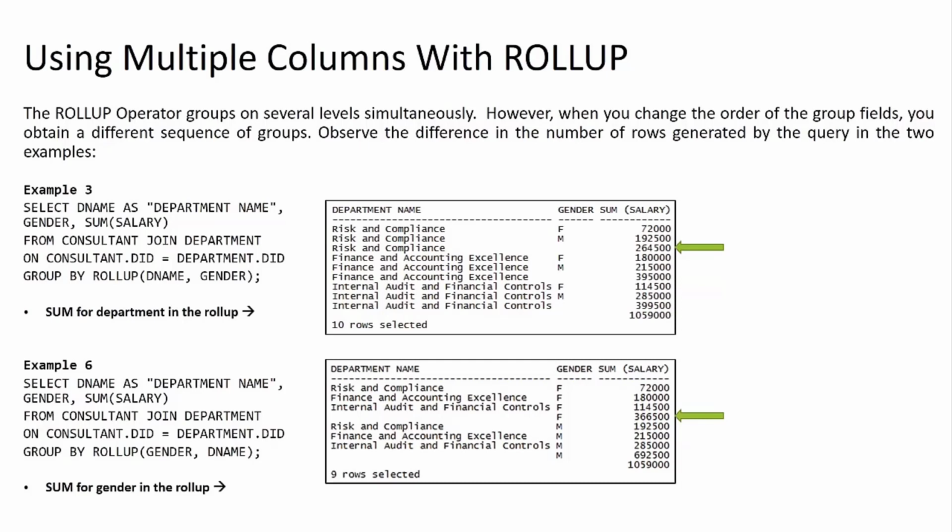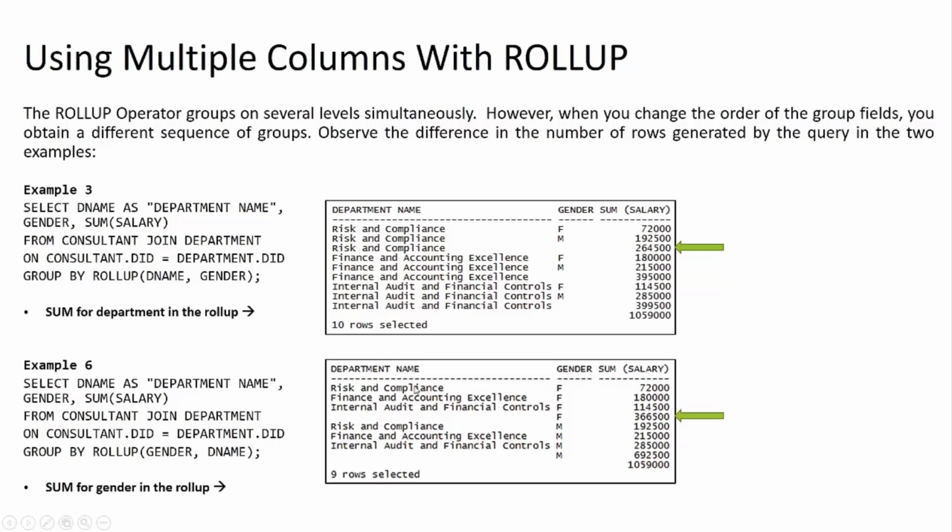of department. Now, if we specified this rollup in the other direction, if we rolled up by gender and then department name within gender, notice that we get the results back in a different order, right? Instead of being grouped first by department and then by gender, we're now grouped first by gender and then by department within gender.